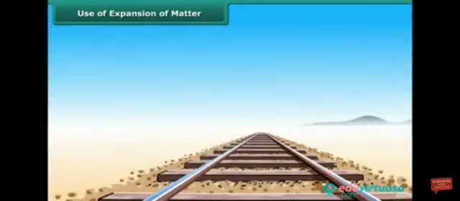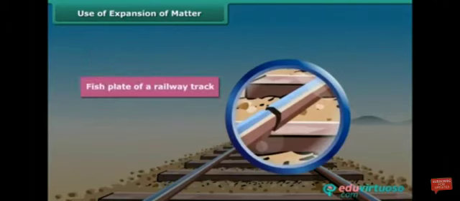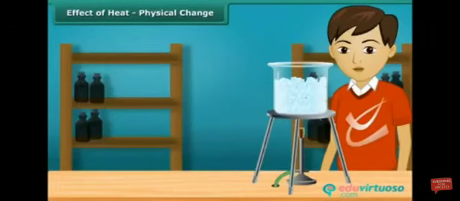A small gap is left between the rails of a railway track, where the two rails are joined with the help of a fish plate. The gap is left to allow space for the expansion of rails in summer. Let us now look how heat affects the change in state.